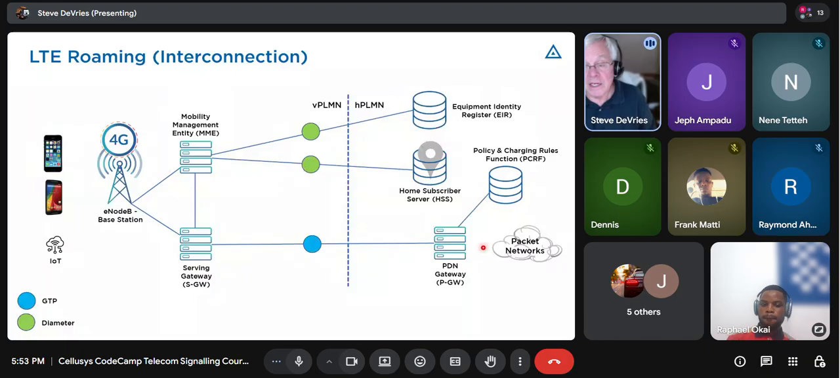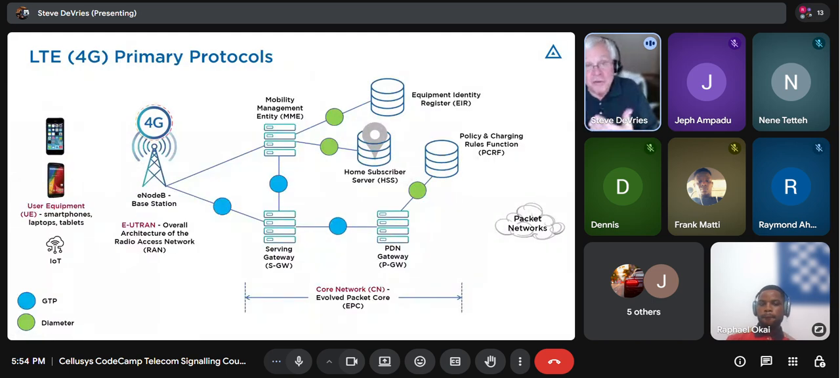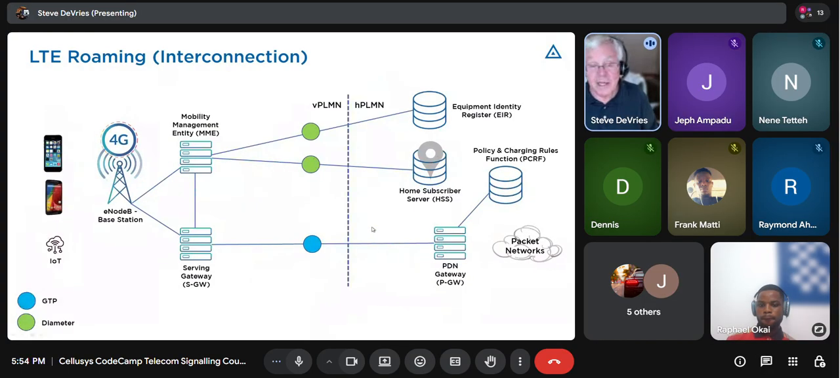When you access data, you access from your home network. If you access from your own network or from the visited network, that would be called local breakout. In that case, you would access the serving gateway, and this packet data network gateway would be in the same network. Then you would access the data network right here. But for data, I never want to say 100%, but virtually every network routes data back to your home network.